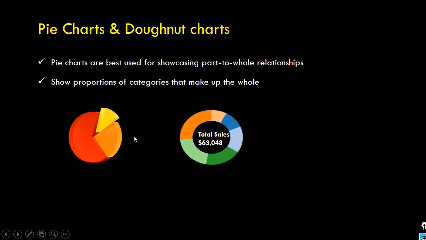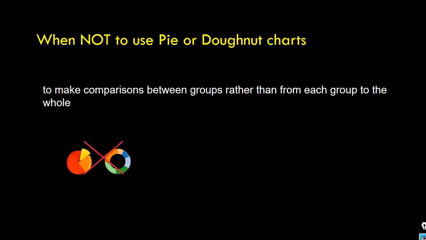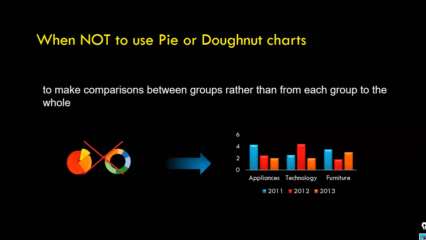And if you have too many categories, pie and Doughnut charts are difficult to read and interpret. That is one flip side of using the pie and Doughnut chart. It is best used to compare a particular section to the whole, so for that purpose we use it. If you want to compare the categories side by side, between groups, then you can go for something else, not the pie chart.